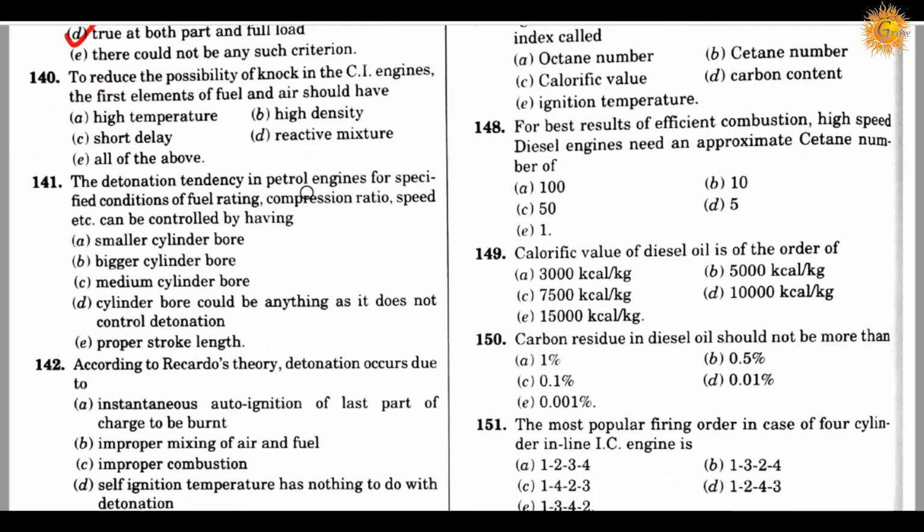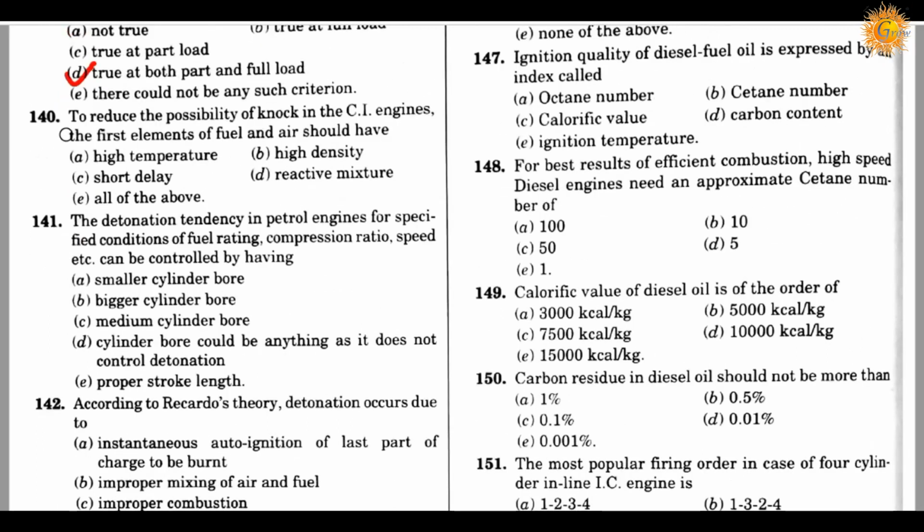Question number 140. To reduce the possibility of knock in the CI, compression ignition engine, it means diesel engines, the first elements of fuel and air should have: option A, high temperature; option B, high density; option C, short delay; option D, reactive mixture; option E, all of the above. So the correct answer is all of the above.